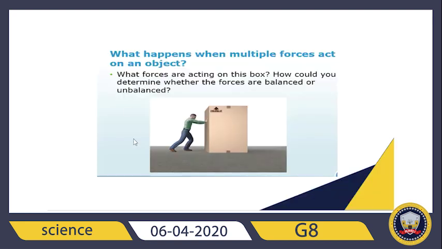Here we have another question, and I will leave it to you. What forces are acting on these spots? How could you determine whether the forces are balanced or unbalanced? Remember, balanced means that forces are equal and the net force is equal to 0. Unbalanced means that forces are not equal to each other, and here the object will move.